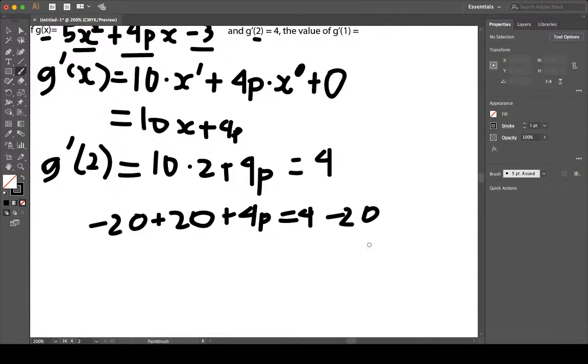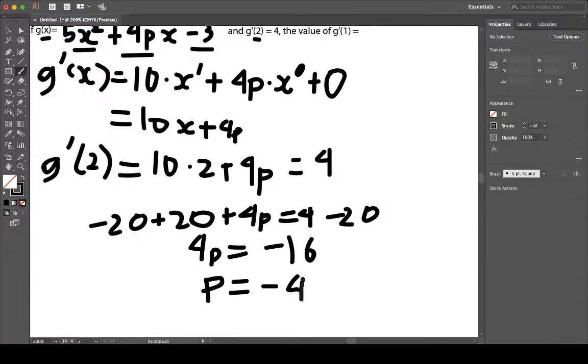It's still the same, so you'll get 4p equals to negative 16. Let me just write that down first. Minus 16. There we go. And so we have discovered p to be negative 4. Good.